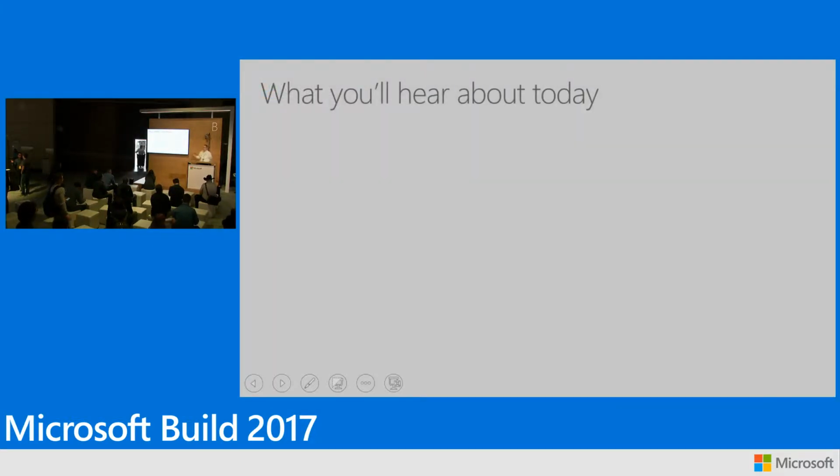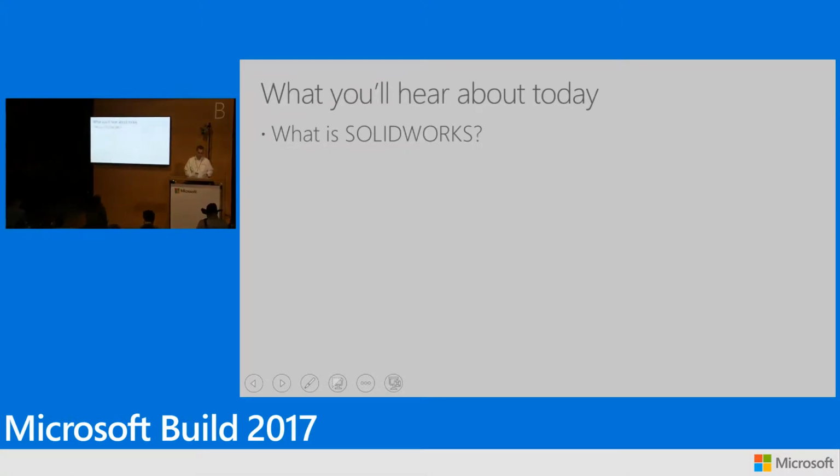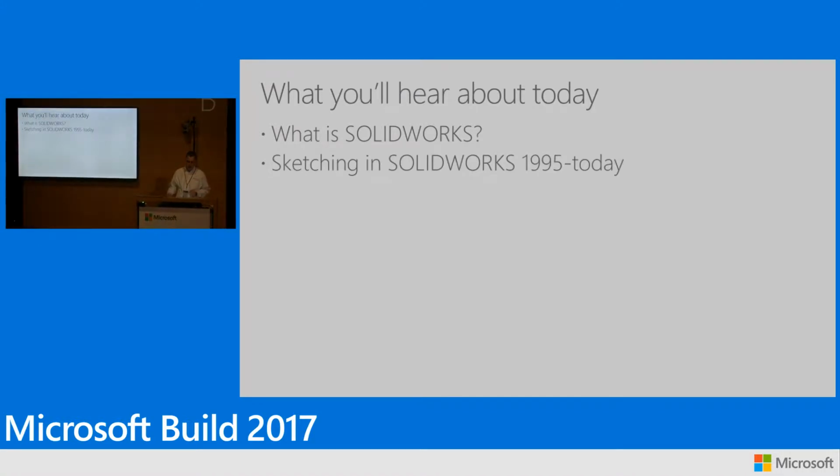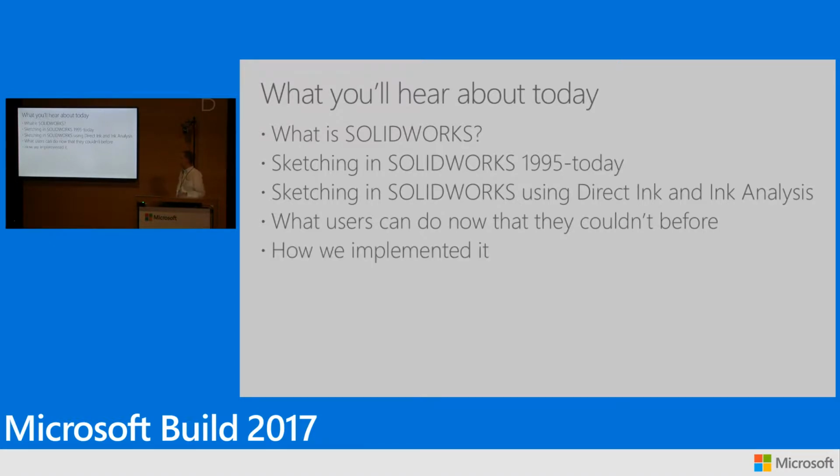So a little quick intro to what you're going to hear about today. First off, what is SOLIDWORKS? It's mechanical engineering software, but we'll talk about that. SOLIDWORKS has been around for a long time, so I'll cover how we've done sketching in SOLIDWORKS up till now, and what direct ink and ink analysis are enabling us to do in the next generation. Then, what that means for users, what they can do now that they couldn't before, and a little bit about how we implemented it at a high level. There are some API calls and things that you can use in there as well.